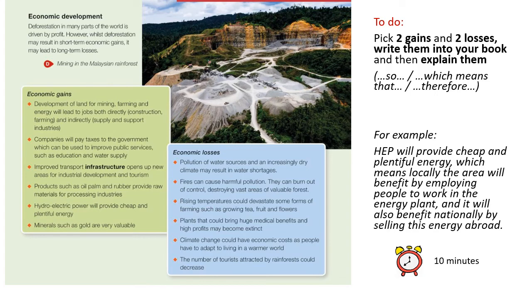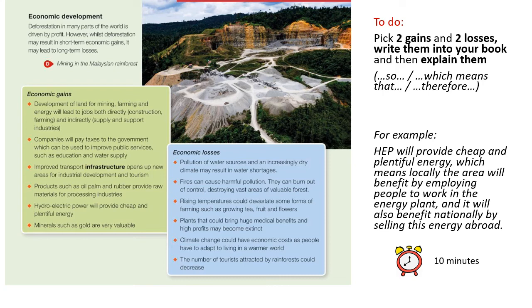Okay, final task for the day. On the board, you've got 2 boxes: economic gains and economic losses, good and bad things, essentially. Pick 2 gains and 2 losses. Doesn't matter to me which ones you pick. You pick whichever ones you think you can do the best job of explaining. And on the board, in the brackets, you've got some connectives that you could use: so, which means that, therefore. And I've given you an example here. I'd like you to copy this example down, but this does not count as one of your 2 for either of those. You're then going to do another 2 gains, another 2 losses.